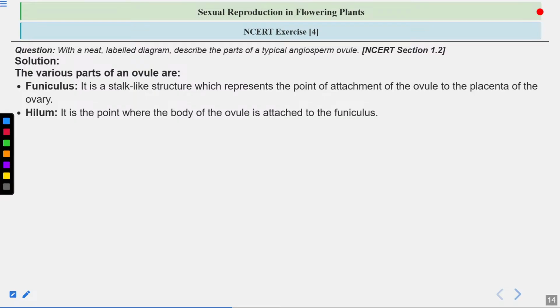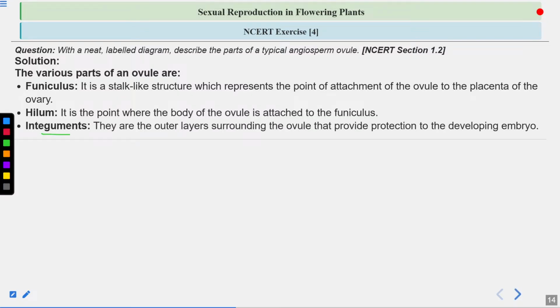Hilum is the point where the body of the ovule is attached with the funiculus. So that particular point is called the hilum. We have seen it in the diagram also, right? Integuments are the outer layers surrounding the ovule that provide protection to the developing embryo.